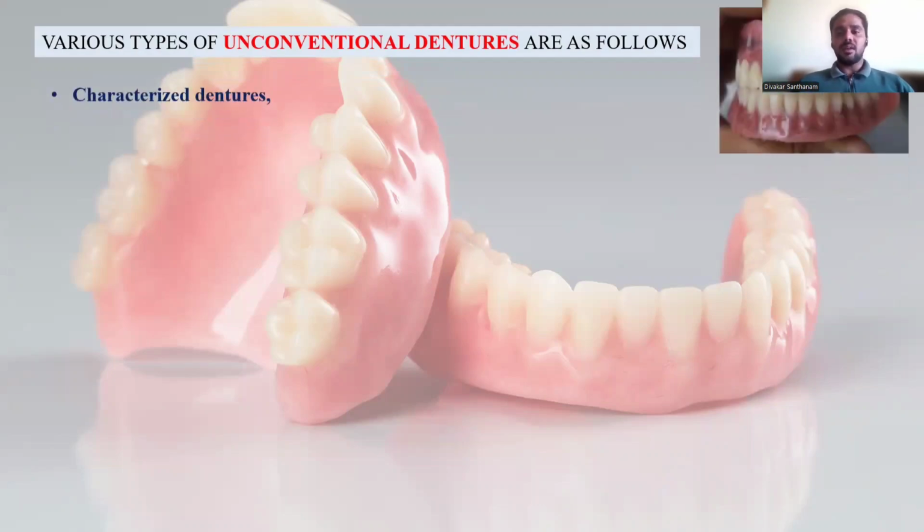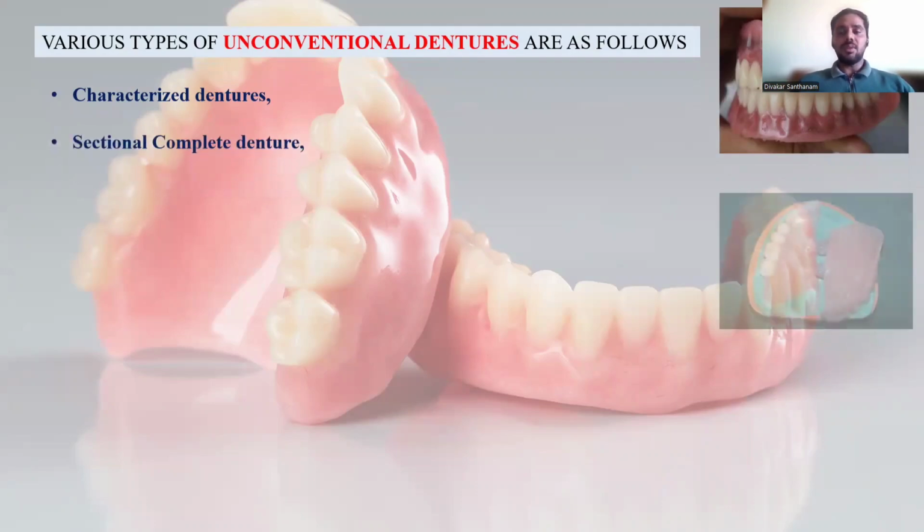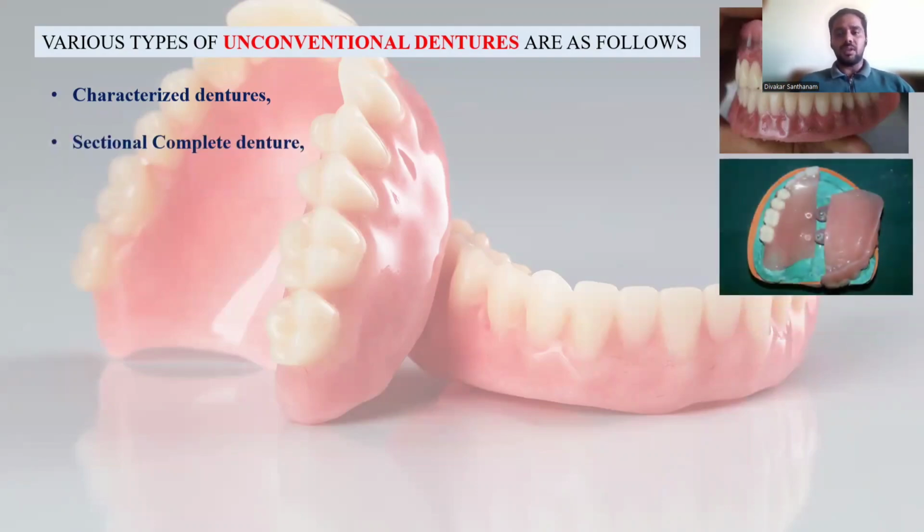First one is the characterized complete denture, which is characterization of your teeth or your gums according to the patient. Second is the exceptional complete denture when the patient's mouth opening is very less, or microstomia patients. We can't place the complete denture directly inside and remove it out. So in such cases, we can go for a sectional complete denture.